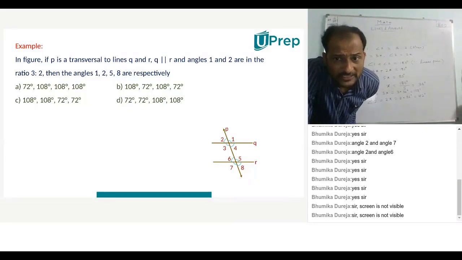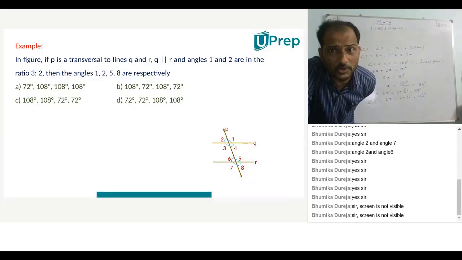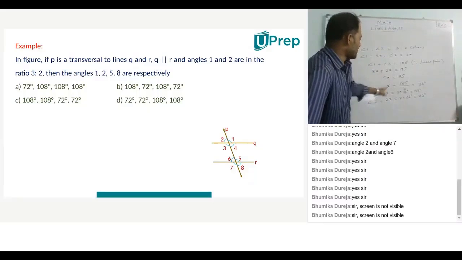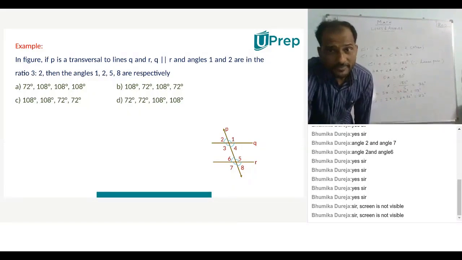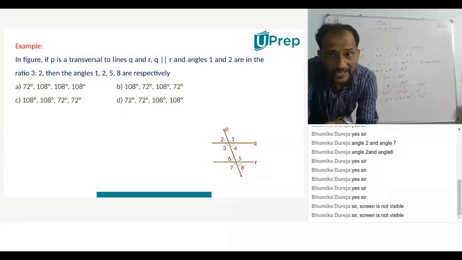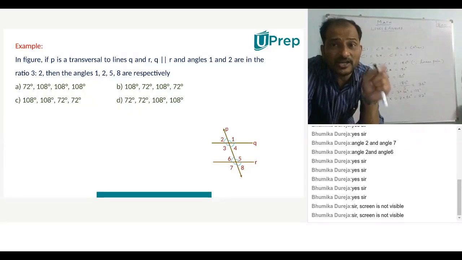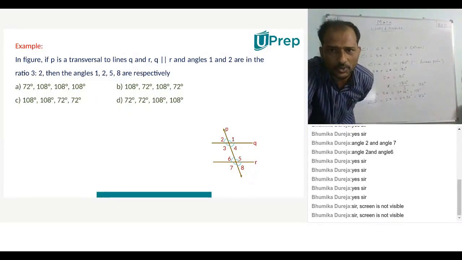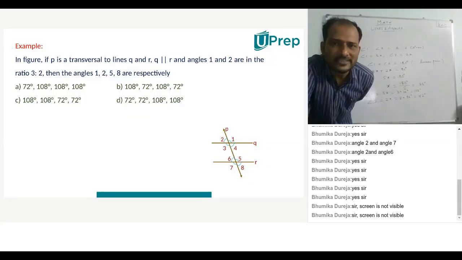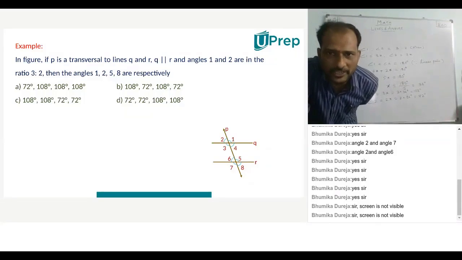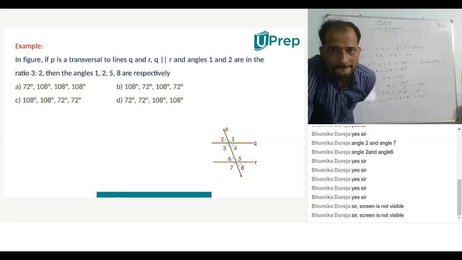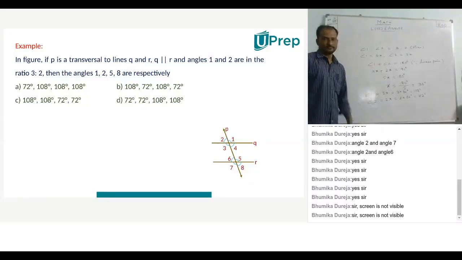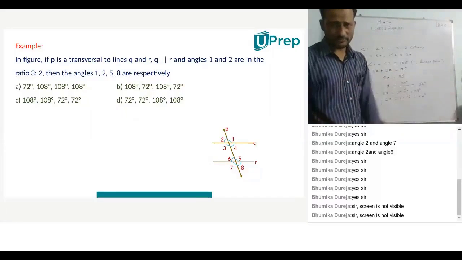Why? Because angle 1 and angle 5 are equal to each other as they are corresponding angles. So 1 is 108, so 5 will also be 108. And 2 and 8 are equal to each other because they are alternate exterior angles. So angle 2 measure is 72, so 8 will also be 72. So what is the correct option? B. That's B. Please make a note of this, or you can just take a screenshot. We will move to the other question.